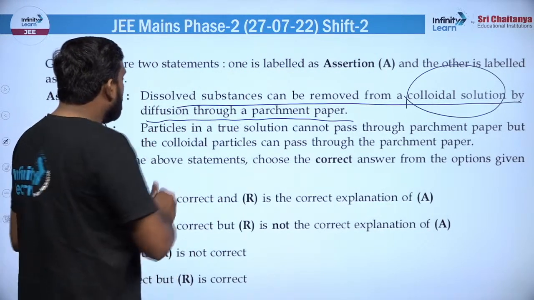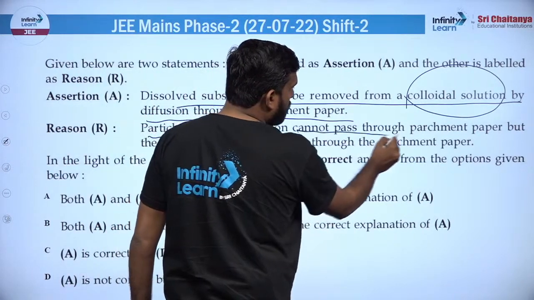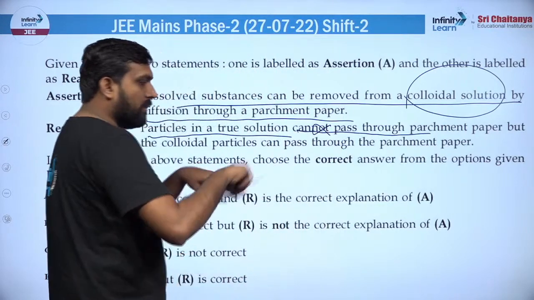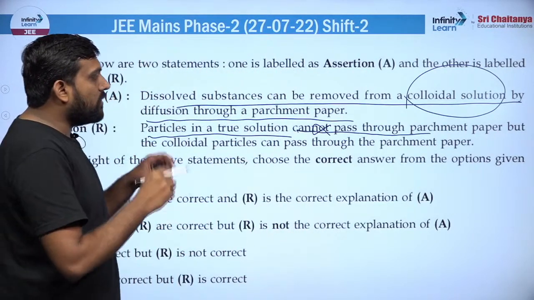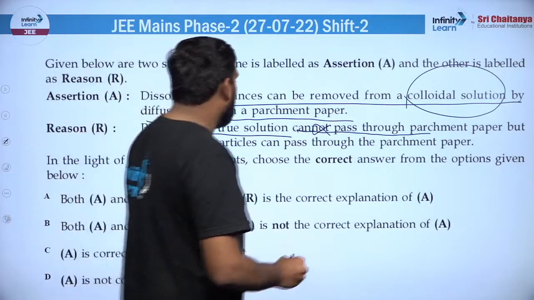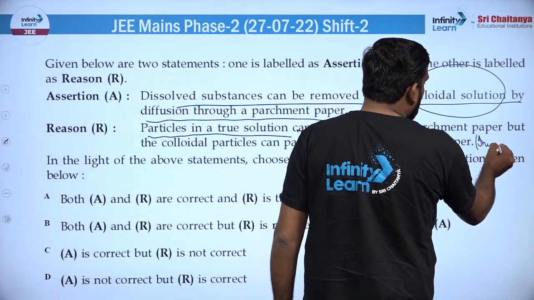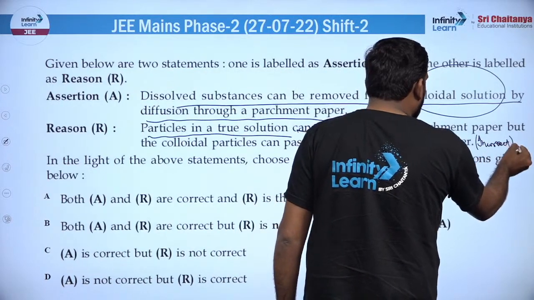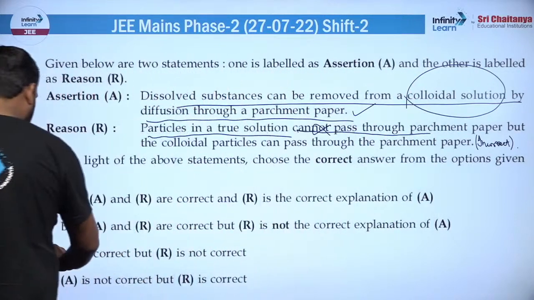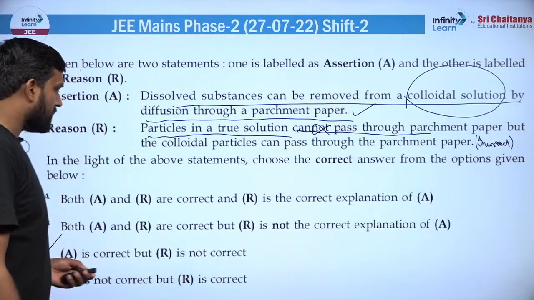The next is, particles in a true solution cannot pass through the parchment paper. They can pass through, actually they pass through the parchment paper. That's why you can't separate them. So the second statement is completely incorrect, while the first statement is correct. So the correct choice will be option C: A is correct but R is not correct. The reason is not correct.